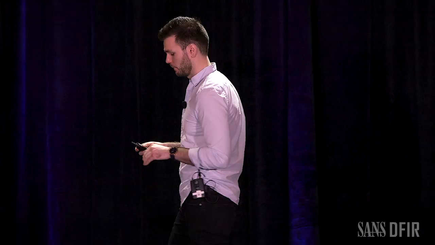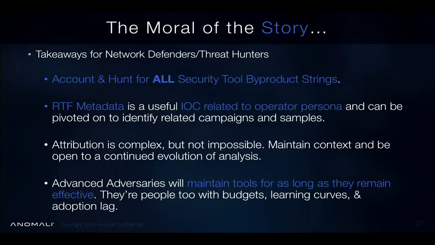So that's the end of the story. What did we learn? We learned that we need to account for all of our intelligence analysis byproducts, including things like VirusTotal, including custom tools, including Hybrid Analysis, so we are sure that the strings we are searching for are not going to leave us with no results. We learned that RTF metadata can be used as an IOC to pivot between campaigns and identify historic campaigns, and we learned that attribution is complex. It's not impossible. If we maintain context and are open to additional information, our peers' information, and our outliers, and responsibly disclose them, we can make really strong strides to understand what we're looking at.